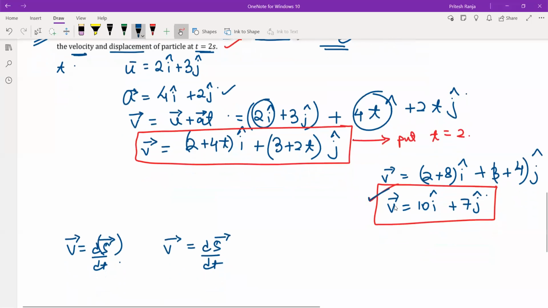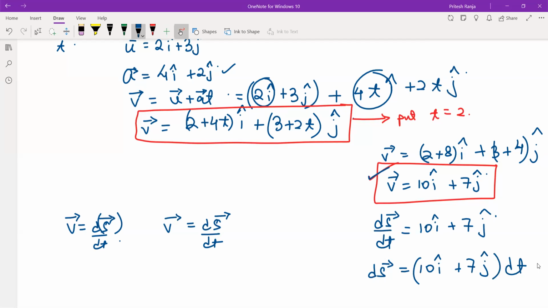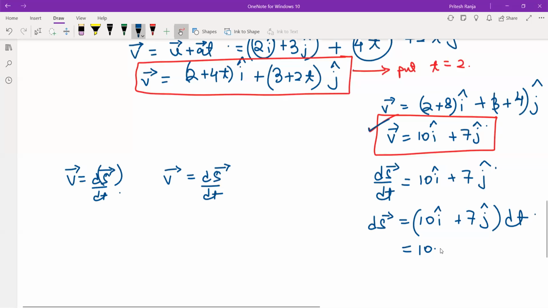So here instead of v we can write ds vector by dt is equal to 10 i cap plus 7 j cap. So from here we want to find the displacement vector, so we take dt to the other side. So 10 i cap plus 7 j cap into dt. So this is equal to 10 times dt i cap plus 7 times dt j cap, right? This dt is the small time. Now we will integrate.